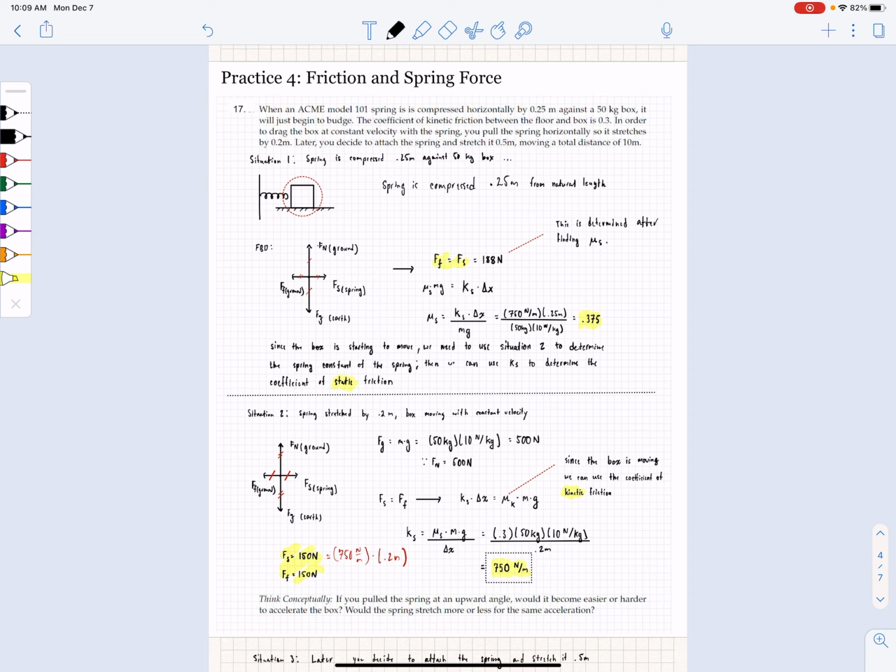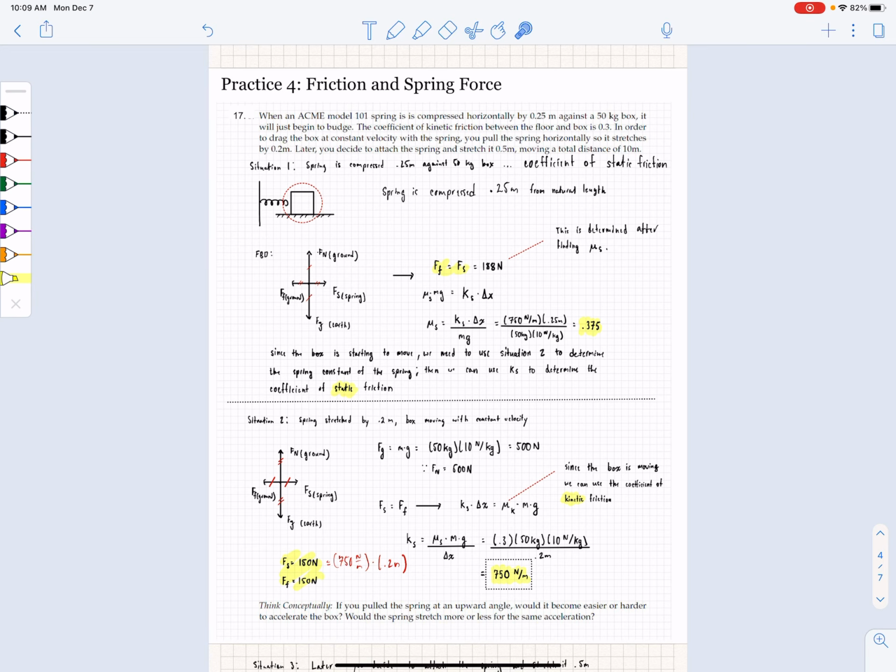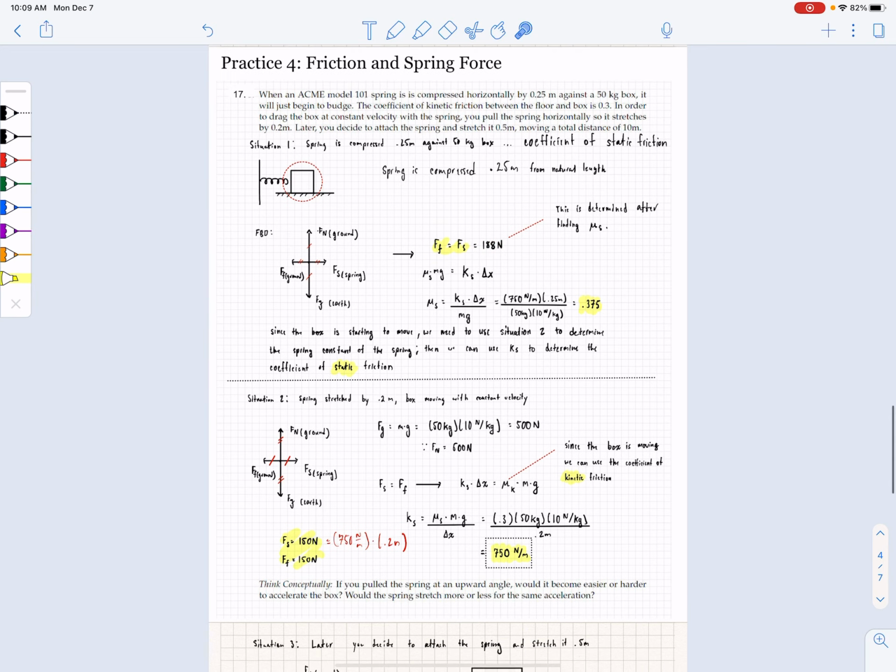We are trying to find the coefficient of static friction. Okay? Static friction meaning the objects are not moving with respect to one another. Okay? So we use the same exact argument that we used here. We know that the force of friction is equal and opposite to the spring force. Okay? And we don't know what this is just yet.